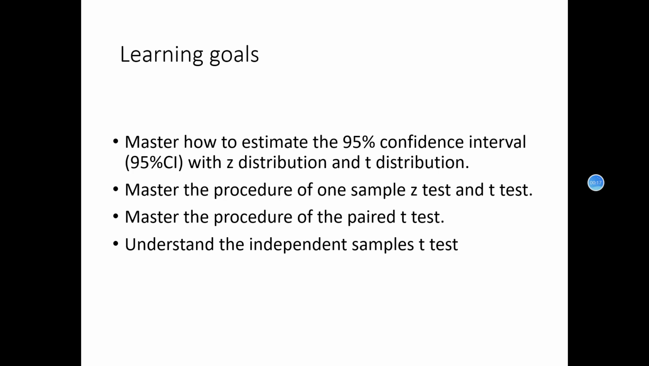These are our learning goals for today's class. We have 4 points. The first one is to master how to estimate the 95% confidence interval with z distribution and t distribution. The second one is to master the procedure of one sample z-test and t-test. The third one is to master the procedure of the paired t-test. And the last one is to understand the independent samples t-test.